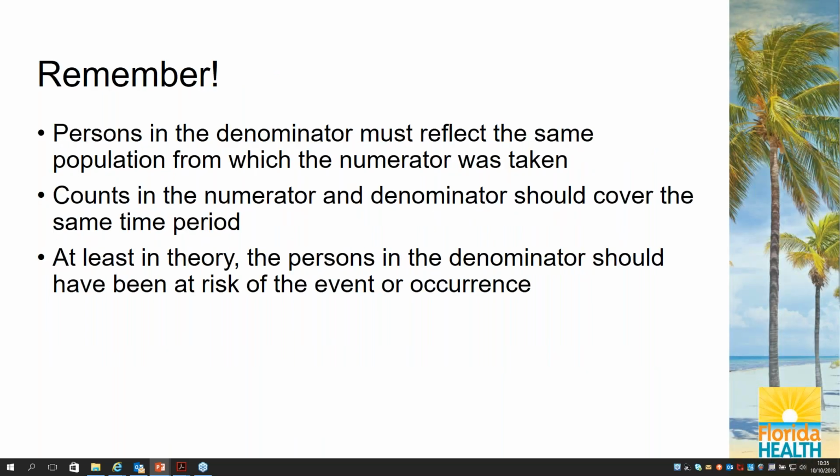So remember, persons in the denominator must reflect the same population from which the numerator was taken. So if you're focusing on a specific unit, you can't pick people from a different unit. You can't pick people that don't reflect that same population. Counts in the numerator and in the denominator should cover the same time period. So that's very important as well. And lastly, at least in theory, the persons in the denominator should have been at risk of the event or occurrence.